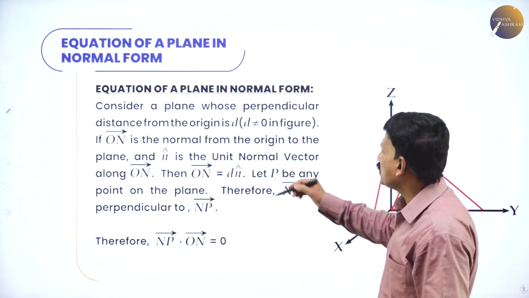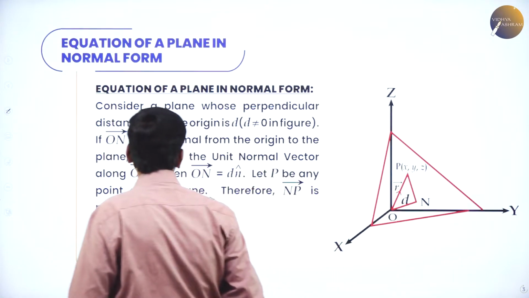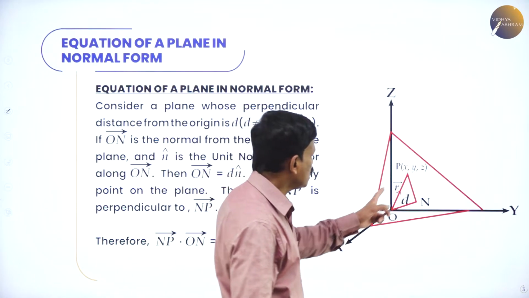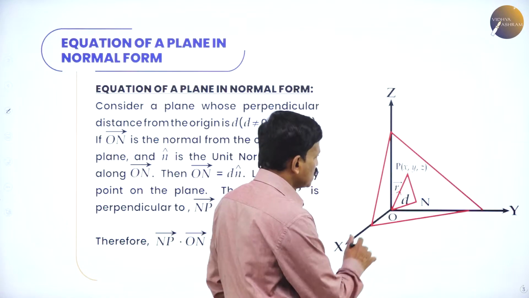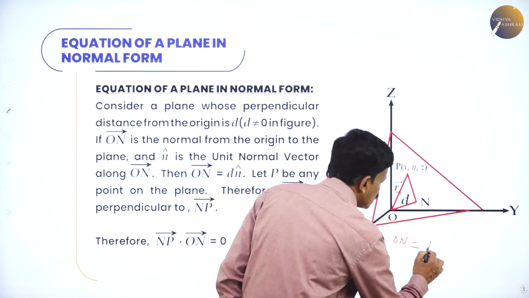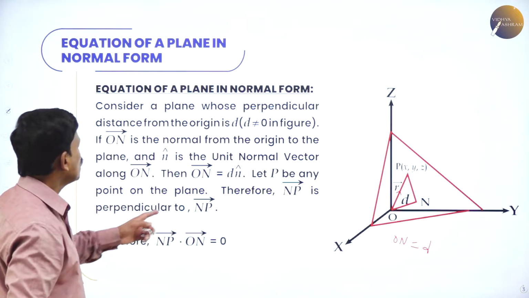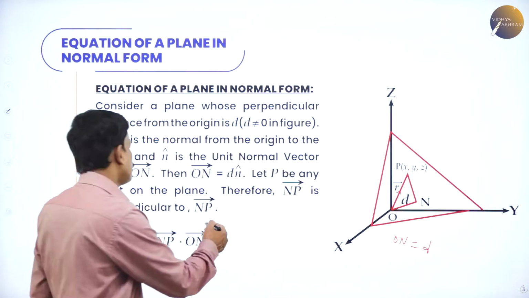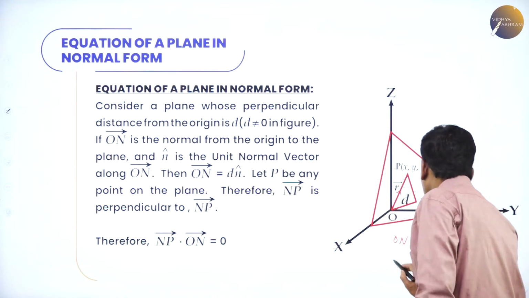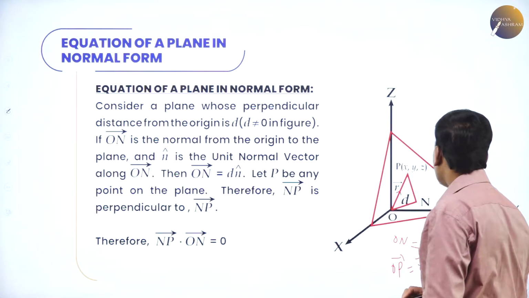Now to derive the equation of the plane in the normal form, consider a plane whose perpendicular distance from the origin is d. This is the plane, so the distance ON is equal to d. Let P(x, y, z) be any point on the plane. Therefore the position vector OP is given by OP is equal to vector r.